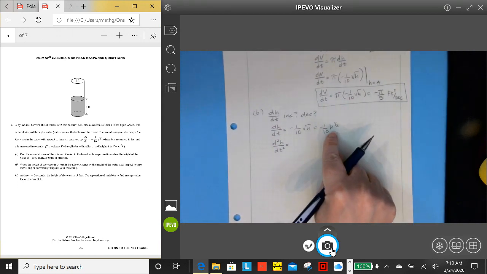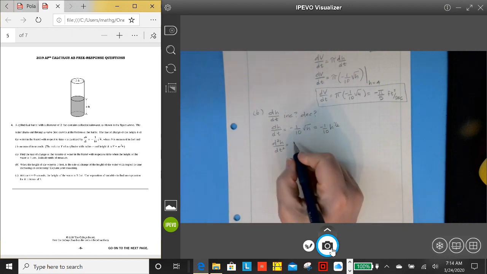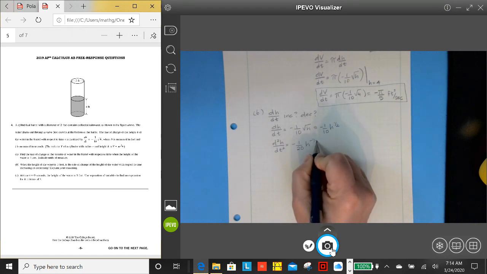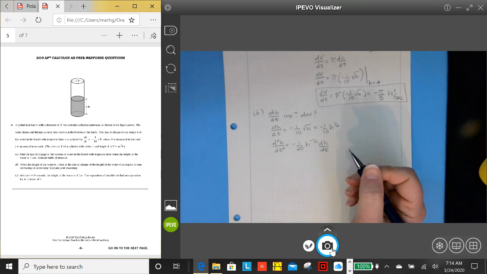But this is an implicitly defined function because h is a function of time, and we don't know what it is, so we have to use the chain rule with respect to time. So when I take the derivative of this, I get negative 1/20 h to the negative 1/2 times the derivative of the inside, which is dh/dt. Okay?